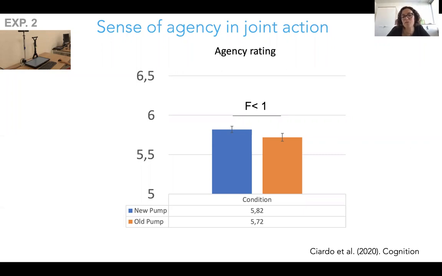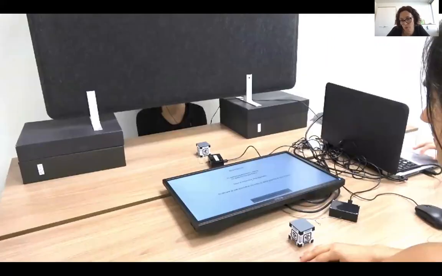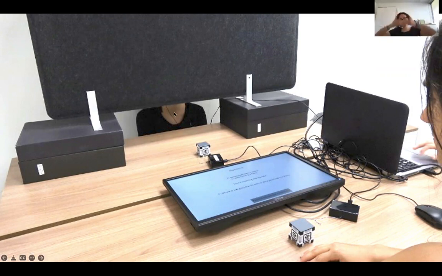And then again, to make sure that we control for everything, we also had a condition where participants were playing with another human. So you see there's a person here occluded. We needed to occlude her face because we needed to make sure that there will be no additional signals, no additional smiles, no social interaction, just the tapping.